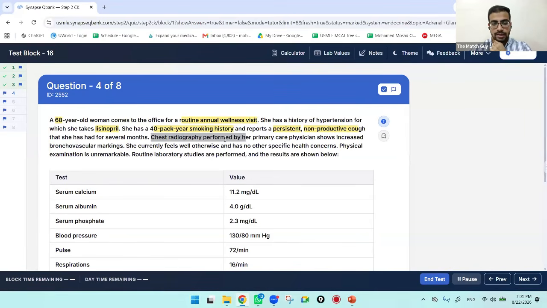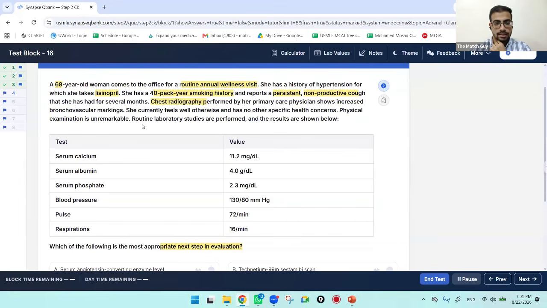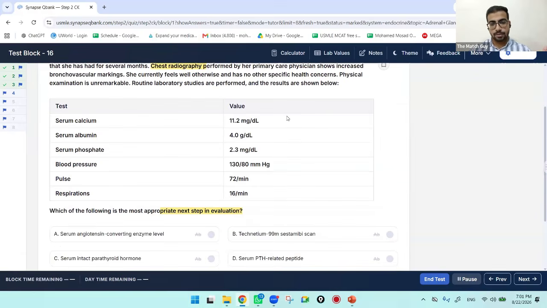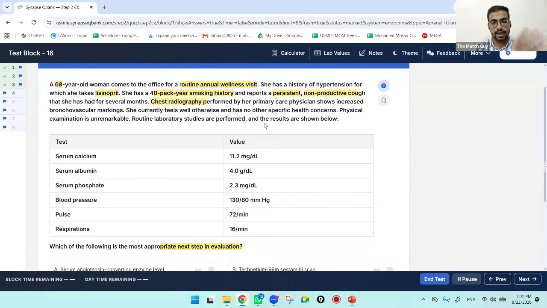Chest radiography, they did the next step, which is chest x-ray. It was normal. Increased bronchovascular markings. That doesn't... this mostly is COPD. This doesn't tell me anything about a tumor. There is no mass lesion. Okay, but I'm still not jumping to conclusion. This still could be a cancer, and it would only appear on x-ray.